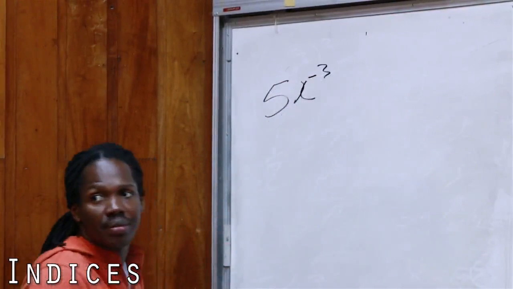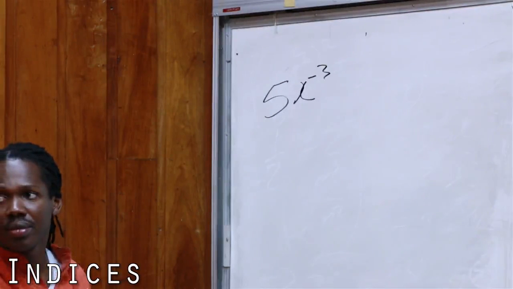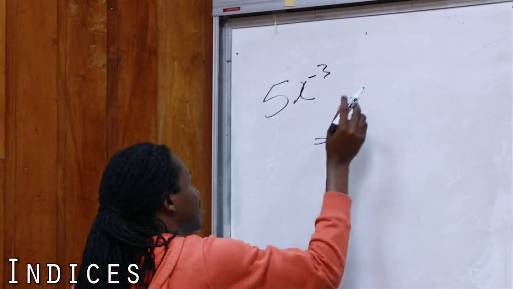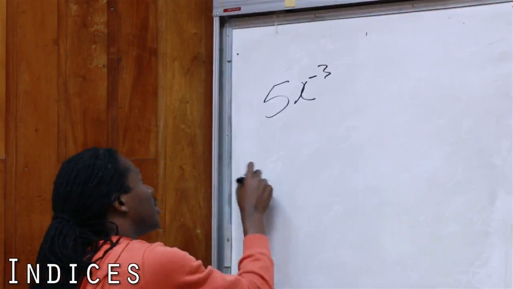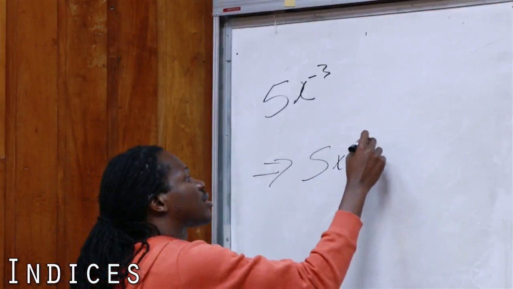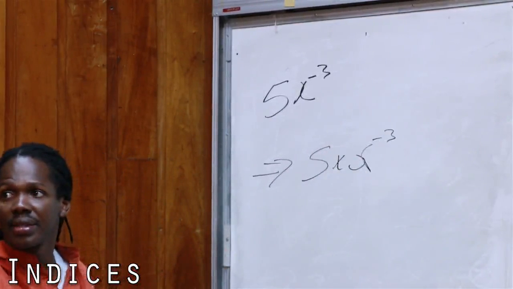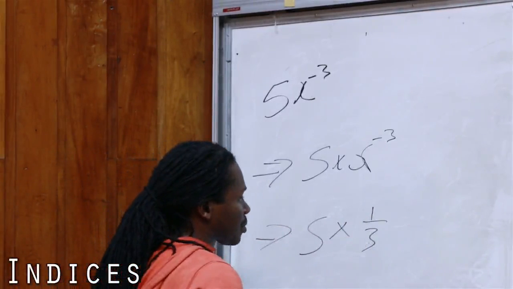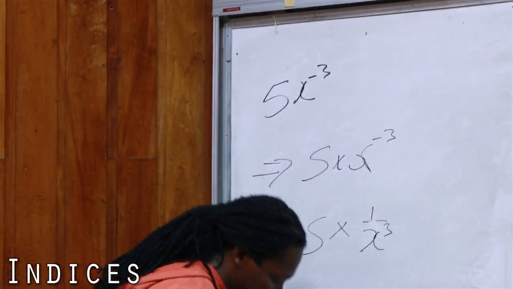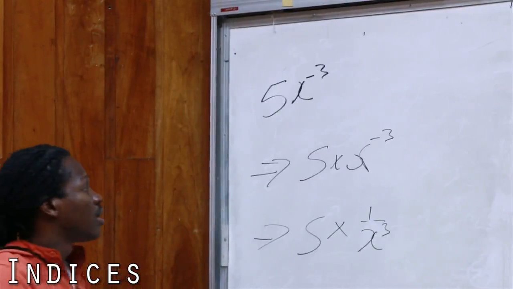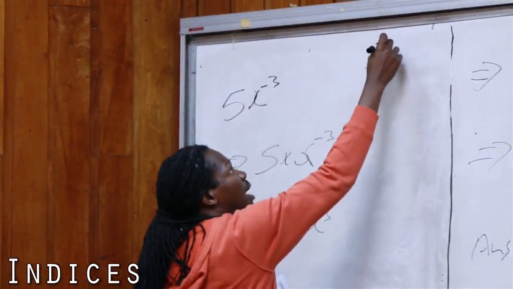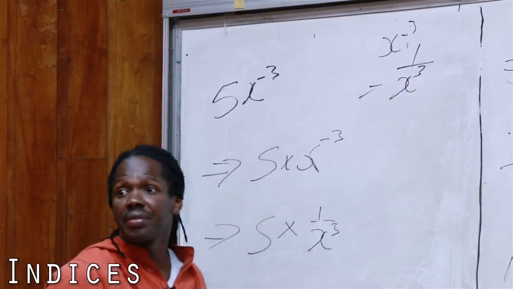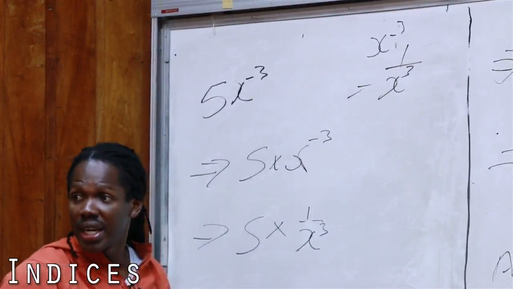5x to the minus 3 equals 5 times x to the minus 3. See that? This implies 5 times 1 over x to the 3. You see that? Look here, x to the minus 3: all you do, you say it equals x to the 3, take out the minus and put 1 over it. Everybody see that?